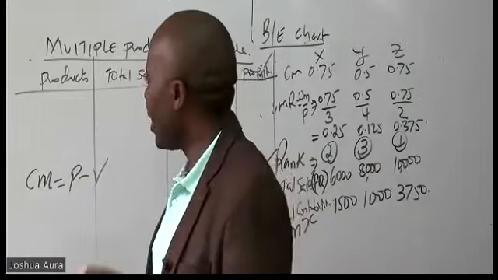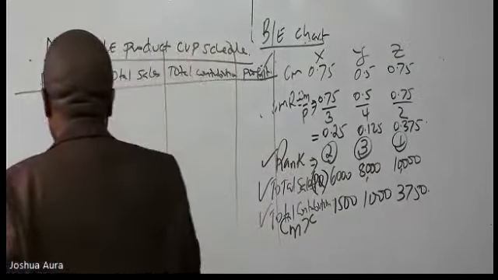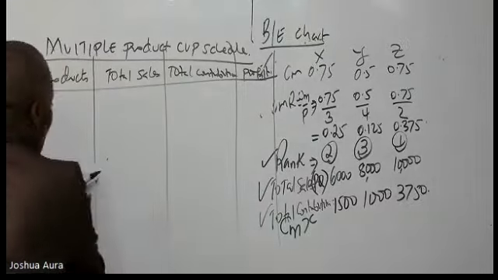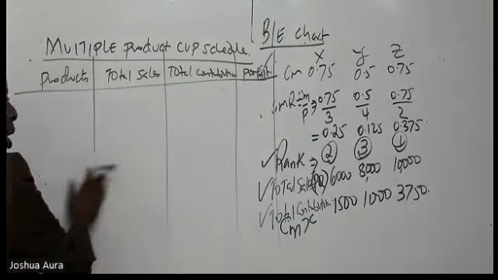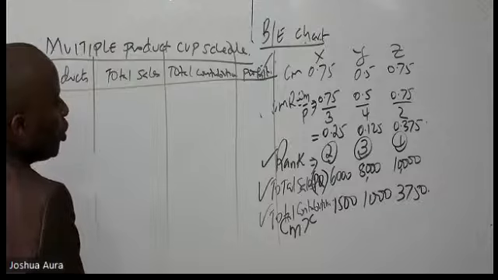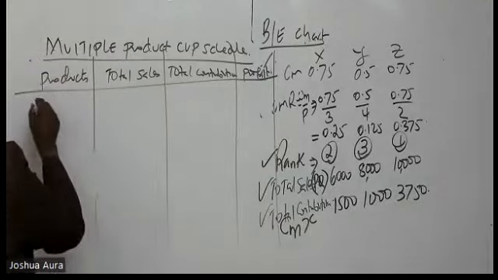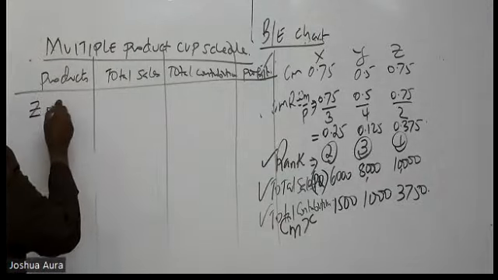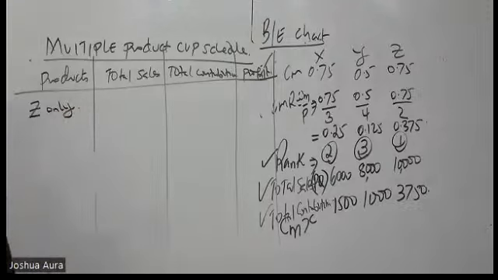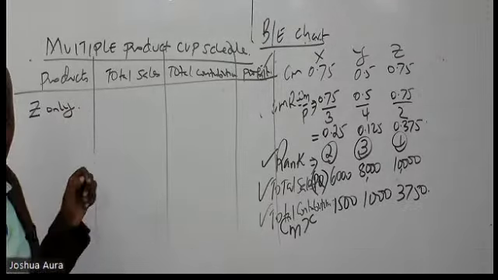Great. So ladies and gentlemen, from there, what do we do? Now come and give us the products. You start with the best ranked. So the best ranked is which one here? It is Z. So we produce Z only. We start with the best ranked.